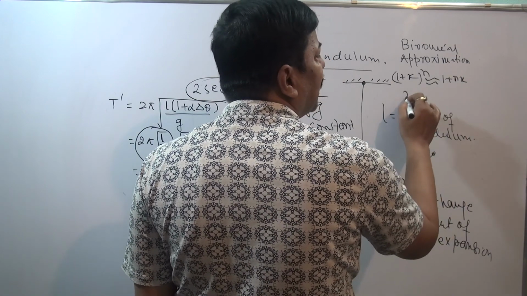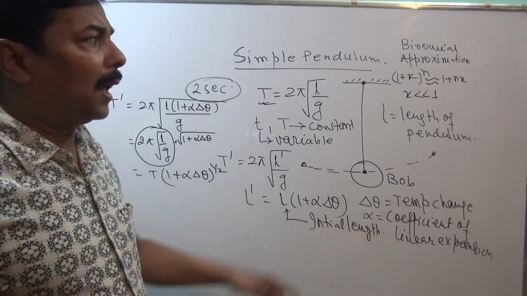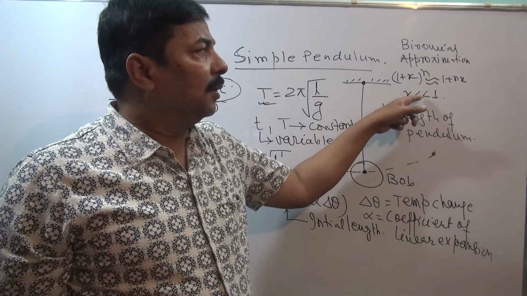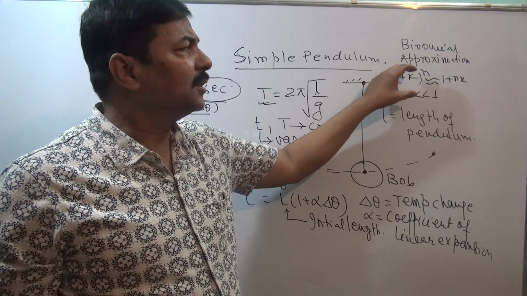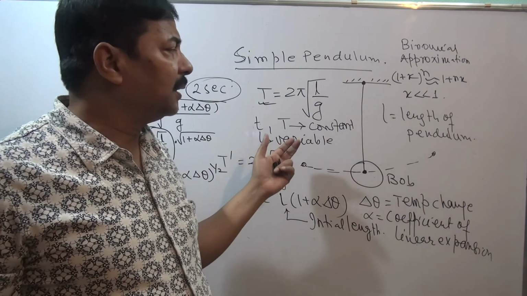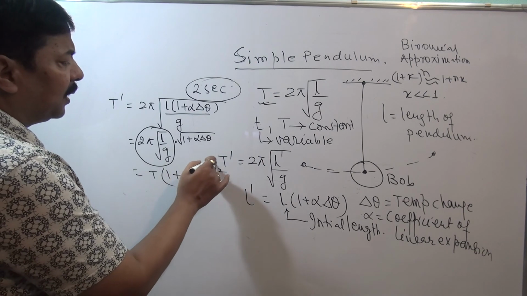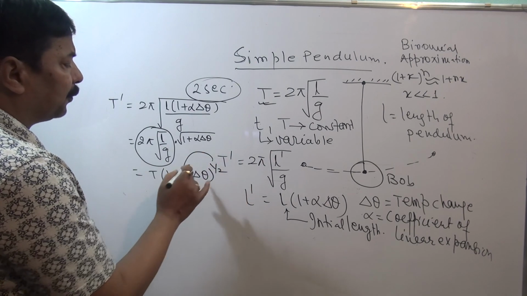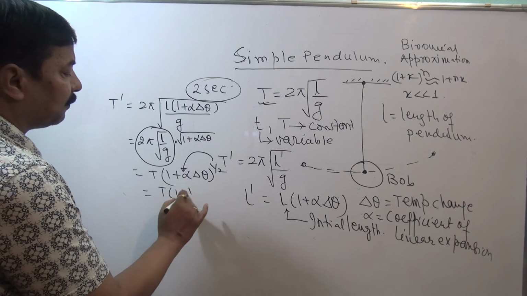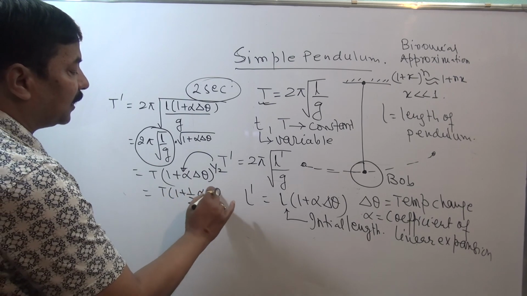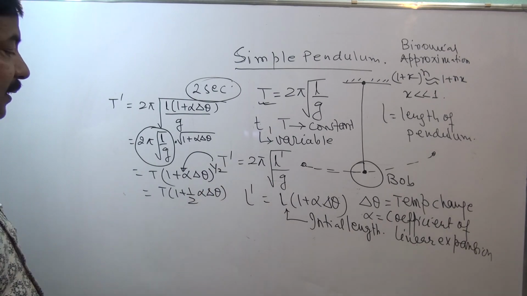Here the condition is x should be much less than 1. So this is the binomial approximation that we have to use here. This matter I have taken from mathematics. This mathematics will help you in making the physics simpler. So if I use it here, this exponent will become a coefficient, and you are getting T into 1 plus 1 by 2 alpha delta theta. This is the value of the new time period after the temperature change.